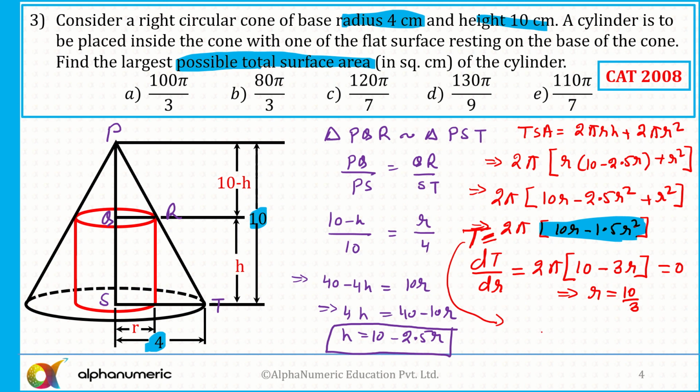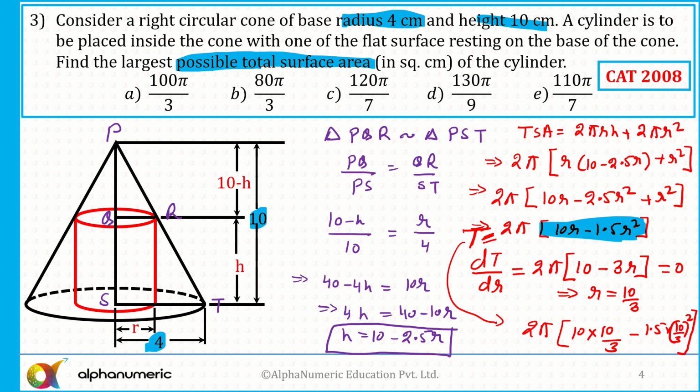So what will I get here? The total surface area is equal to 2 pi into 10 pi by 3. So that comes out to be 10 into 10 by 3, where r is 10 by 3, minus 1.5 into r square, which is 10 by 3 whole square. And solve this and get your answers quickly here.